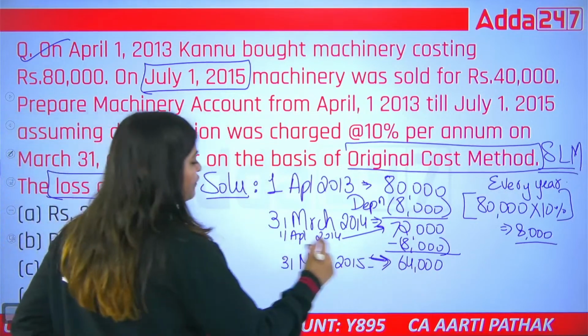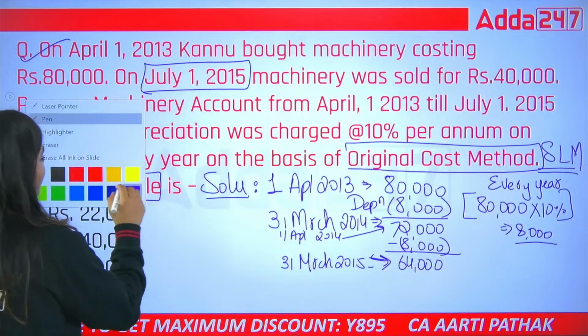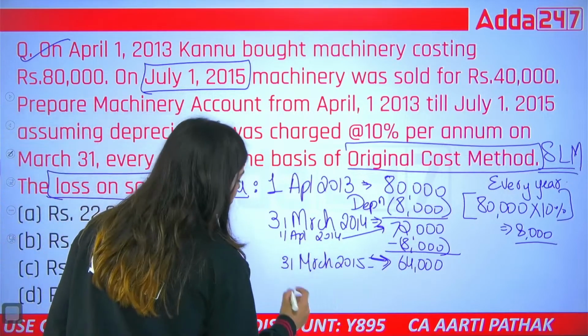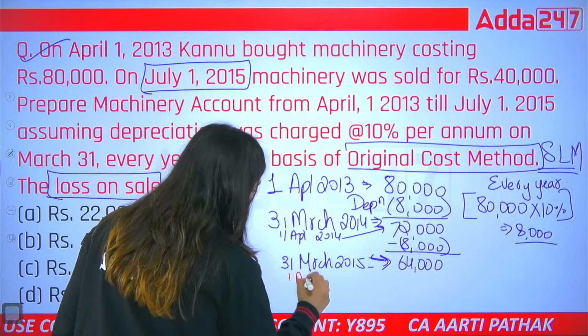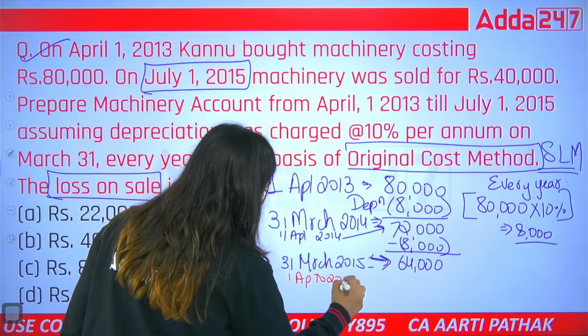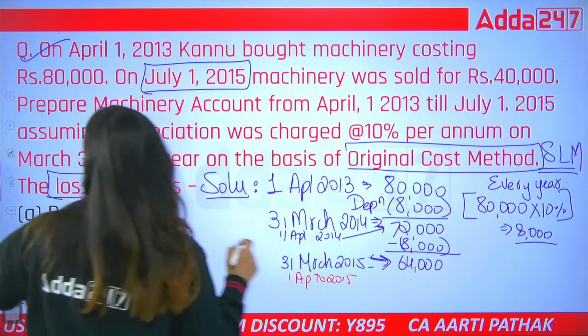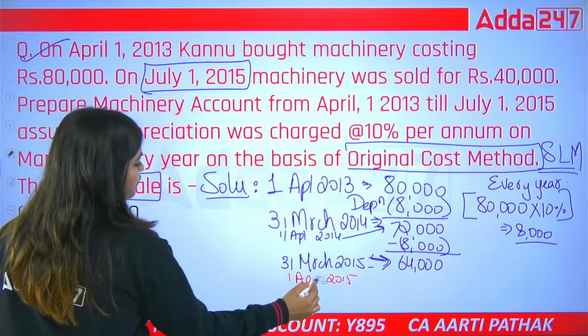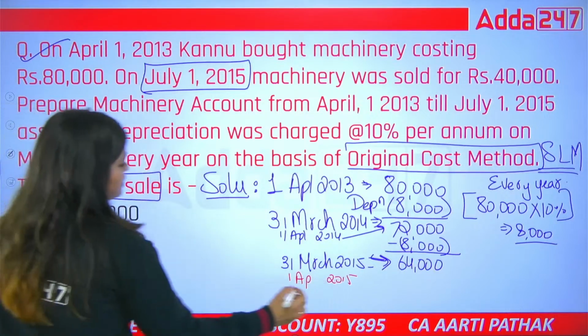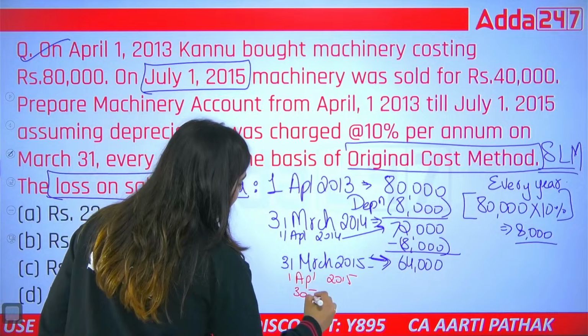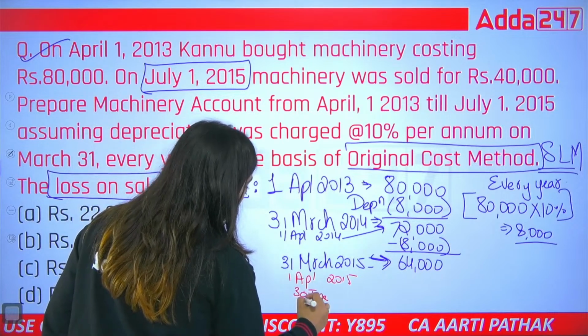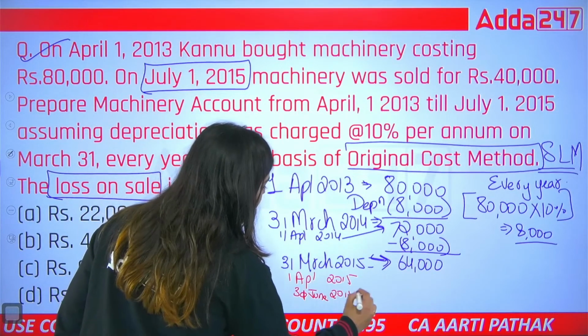Correct? Now, for how many months are we using this machine next? Now we are going to use it from 1st April 2015 to 31st June 2015.